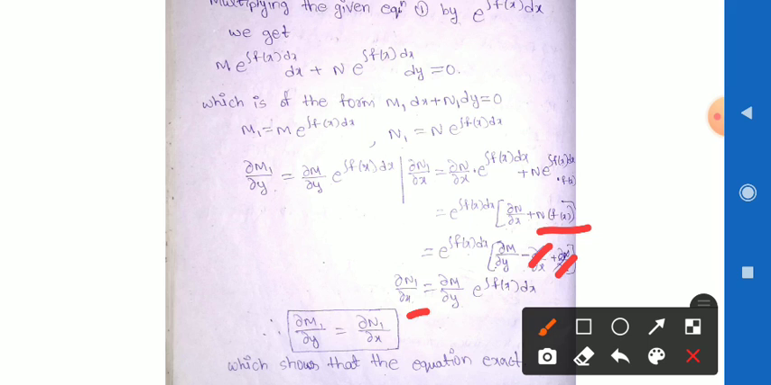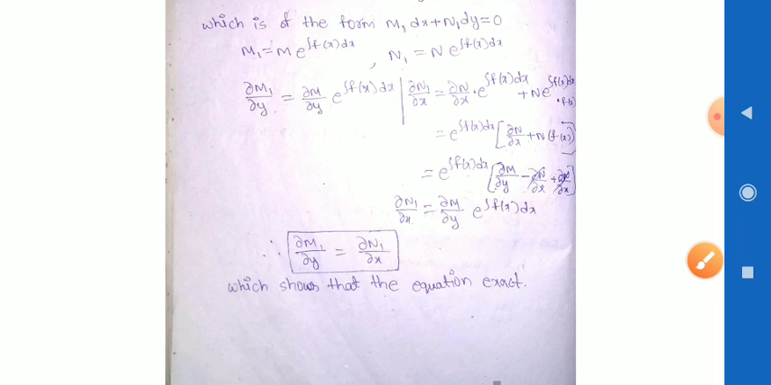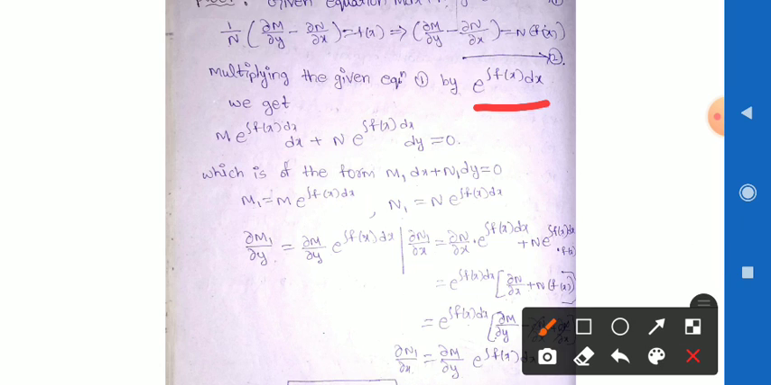by dou y exponential integration f of x dx. The dou n by dou x value and dou m by dou y value are equal. Therefore dou m by dou y is equal to dou n by dou x. Then m1 dx plus n1 dy is an exact differential equation. Therefore we conclude that this exponential integration f of x dx is an integrating factor.